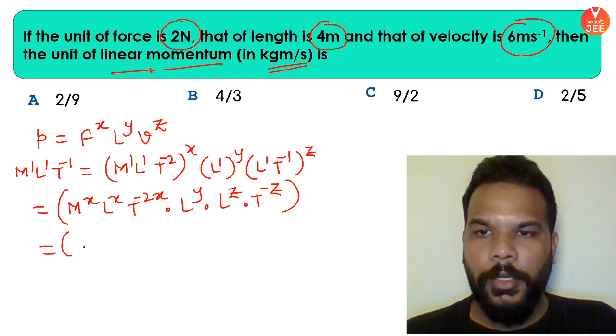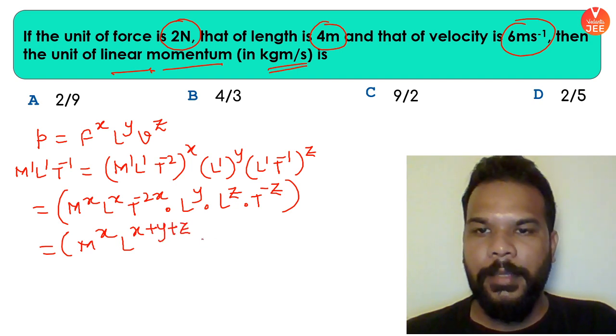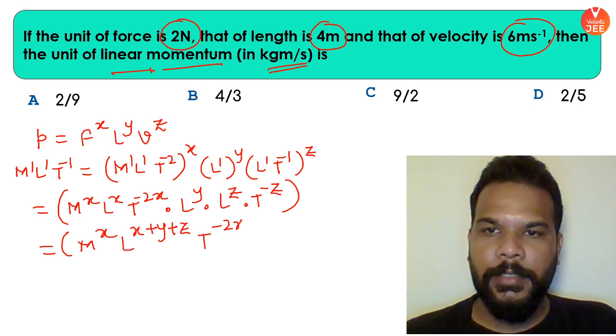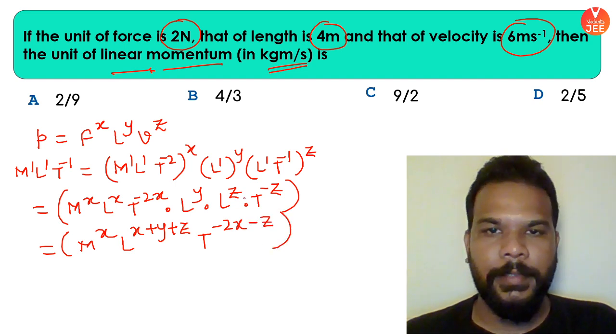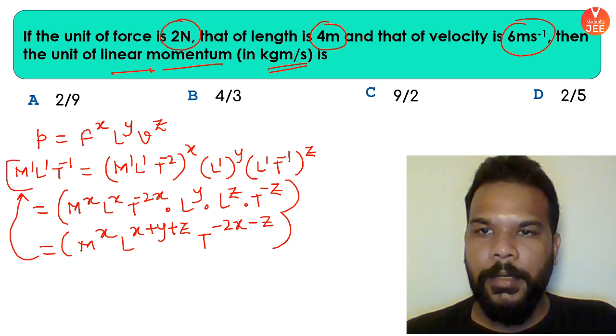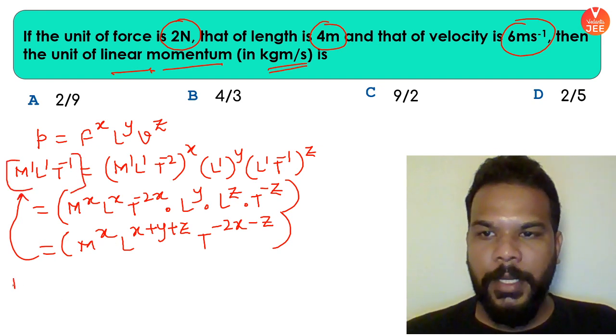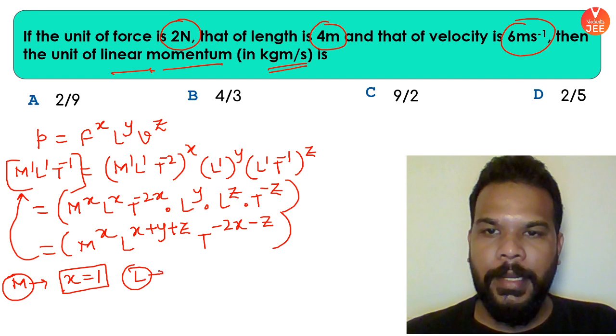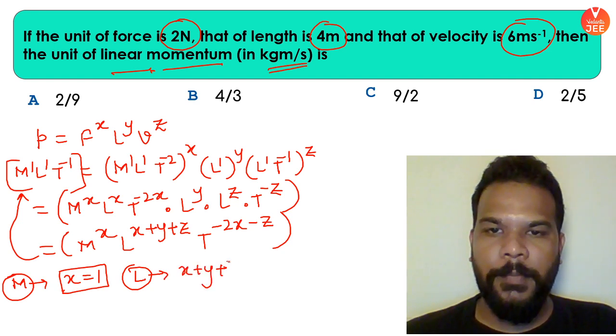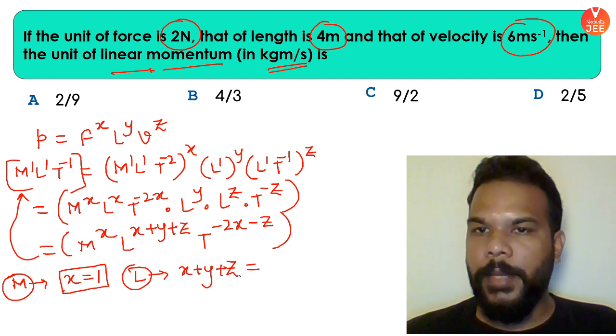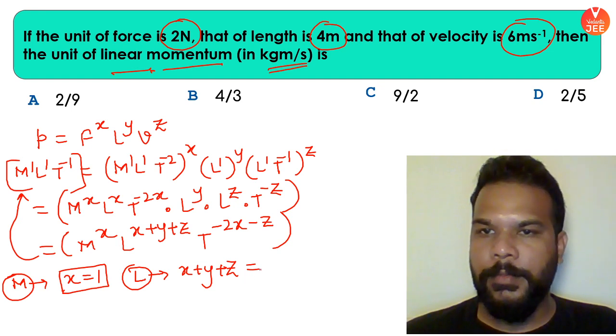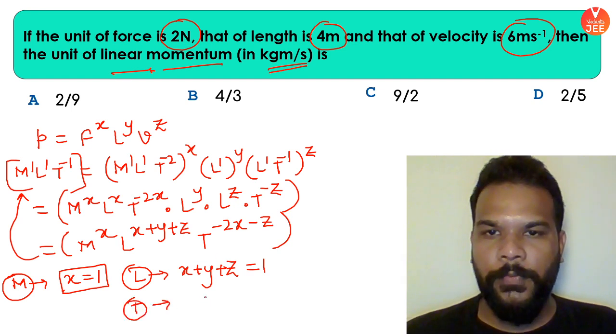Okay, so consolidation gives me M to the power x, L to the power x plus y plus z, and T to the power minus 2x minus z. I hope you are following this. Okay, guys, and let's compare it with the dimensions of momentum. If I compare M, it gives me x value as 1. If I compare L, x plus y plus z comes out to be how much, guys? It comes out to be 1. And if I compare T, I get minus 2x minus z equal to minus 1.